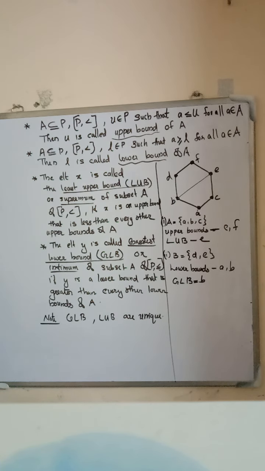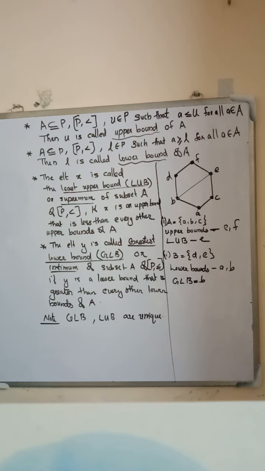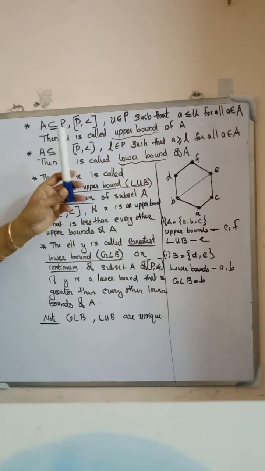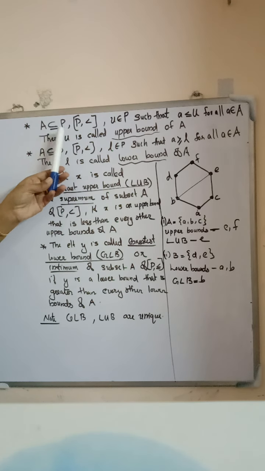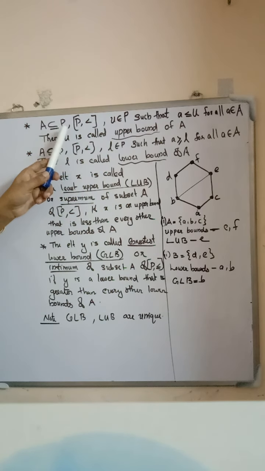Now we define some other terms related to posets. First is the upper bound of a subset of a poset. A is a subset of P, where P is a poset together with the relation less than or equal to. A is a subset of this set P, and U is an element in the superset P.